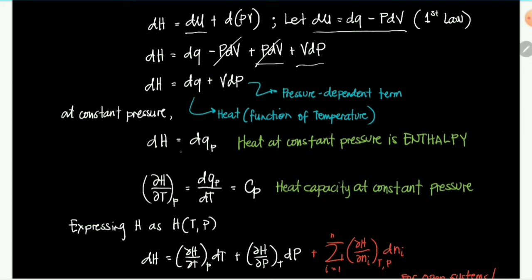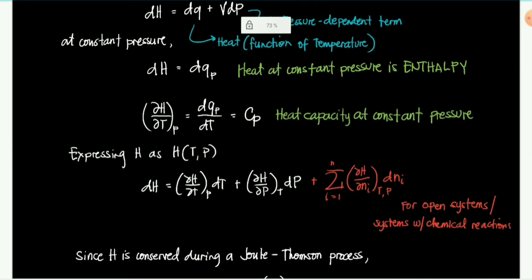If we take the derivative of both sides with respect to temperature, we will get the heat capacity at constant pressure, or the Cp. This is the amount of heat required per mole of the substance that should be supplied to increase the temperature of the system by 1 degree Celsius, or 1 temperature unit. Okay? So that is for the enthalpy.